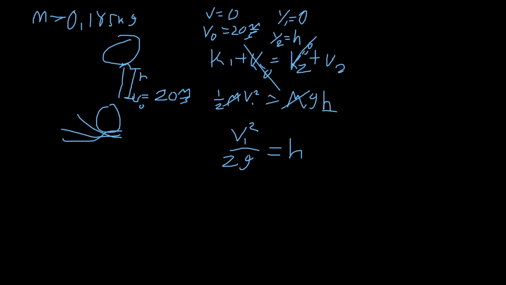And now let's plug in the numbers and solve for our problem here. So you have 20 meters per second squared over 2 times 9.8 meters per second squared. And that will give us our h here. And it should come out being around, let's see, around 20.4 meters high in the air.